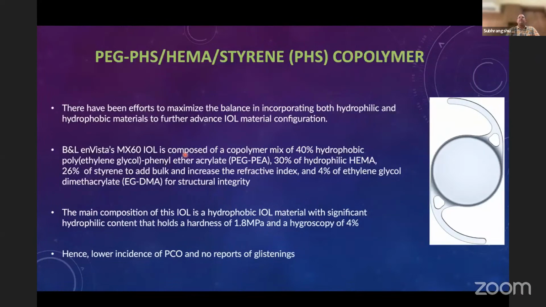Now coming to a hydrophilic-hydrophobic copolymer. There have been efforts to maximize the balance in incorporating both hydrophilic and hydrophobic materials to further advance IOL material configuration. One of the lenses is composed of a copolymer of 40% hydrophobic material, 30% hydrophilic HEMA, 26% styrene to add bulk, and 4% of ethylene glycol dimethacrylate for structural integrity.